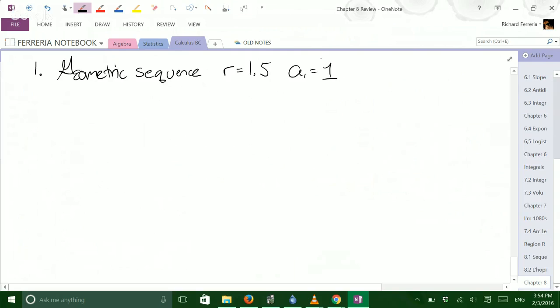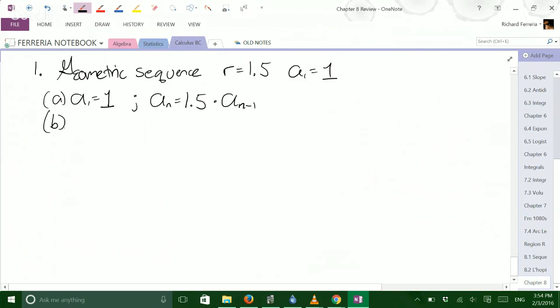Okay, so let's go ahead and do this. The recursive rule, part A. The recursive rule is A1 is 1 and An is equal to 1.5 multiplied by the previous term, which is An minus 1. Perfect.